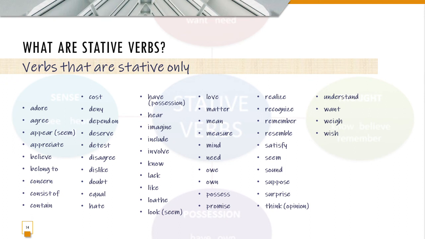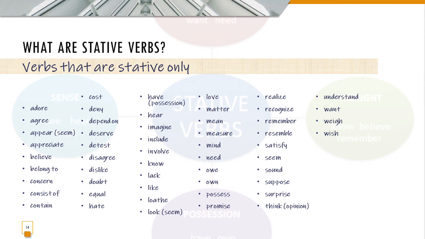Detest is a word for hate. Okay, dislike, doubt, equal, hate, have. If you can see here, have is talking about possession, having something as your own. Okay, have can also mean eating something or consuming something. Like I'm having my breakfast, that is an action word, it's a dynamic word. I'm having a good time, so those are different. Here we are talking about possessing something where you can use only the simple form. I have a house, I have 2 kids, etc. You can't say I'm having a house. Okay, so that's wrong to say.